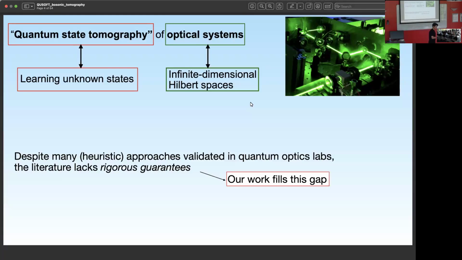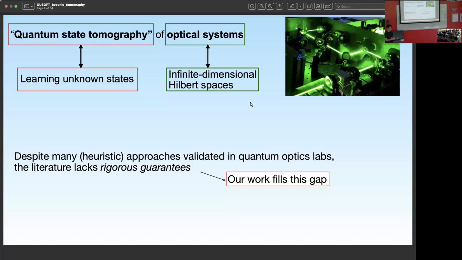And the topic of quantum state tomography is really studied in the quantum optical setting. Indeed, also the term tomography was introduced in the quantum physics literature, specifically in the context of optical systems at the beginning, back more than 30 years ago. And tomography algorithms are a daily routine in quantum optical labs.